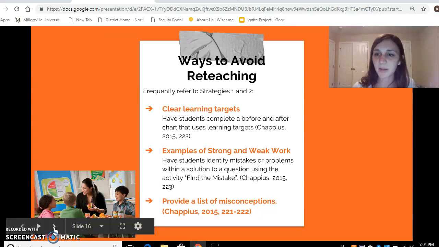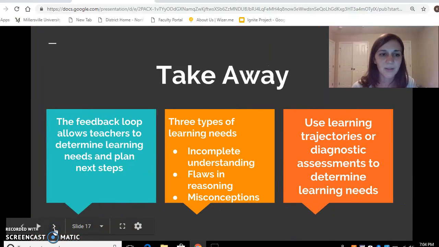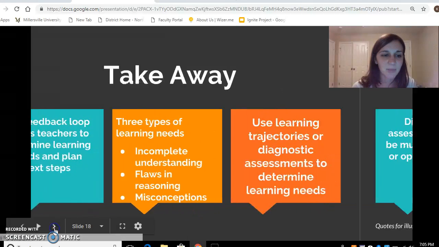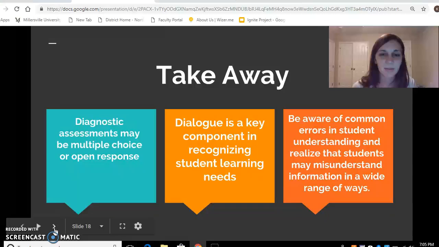The takeaways are the feedback loop helps teachers determine learning needs and next steps. The 3 types of learning needs. We can use learning trajectories and diagnostic assessments to identify next steps. They can be multiple choice or open response, and dialogue is a key component in recognizing student learning needs. We also need to be aware of common errors in student understanding and realize that students may misunderstand information in a wide variety of ways.